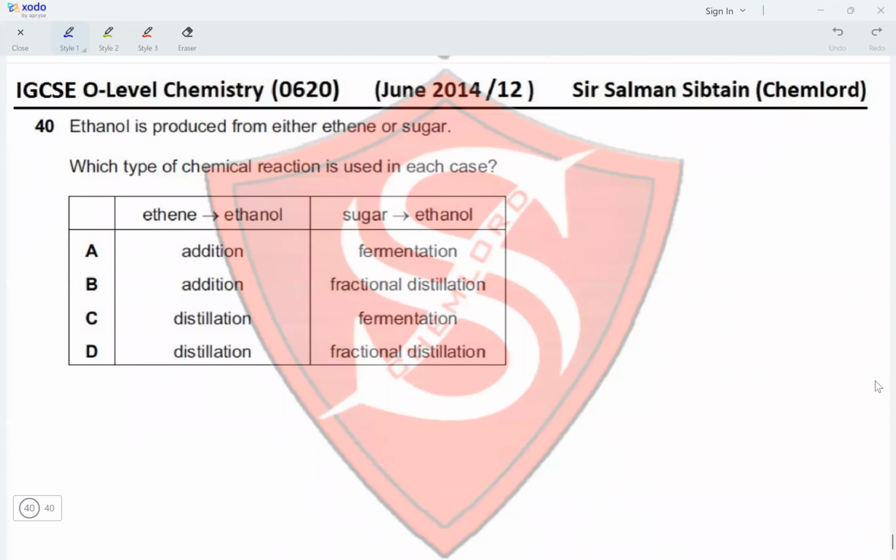Question 40. Ethanol is produced from either ethene or sugar. Which type of chemical reaction is used in each case? So ethene to ethanol, the reaction is addition because steam is added on to alkene or ethene. So this eliminates options C and D. And in the conversion of sugar to ethanol, we use the process of fermentation and not fractional distillation, eliminating option B and making option A the correct option for this question.